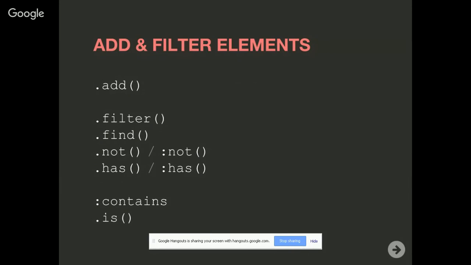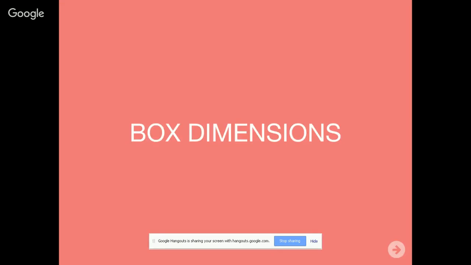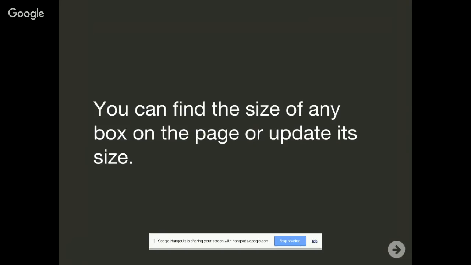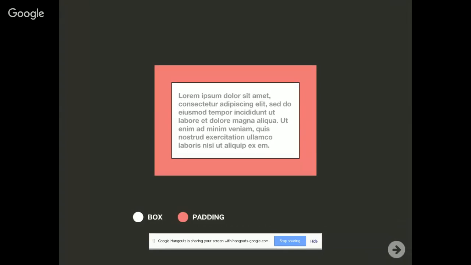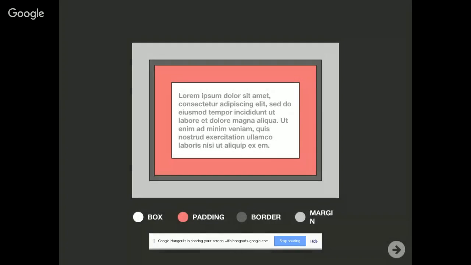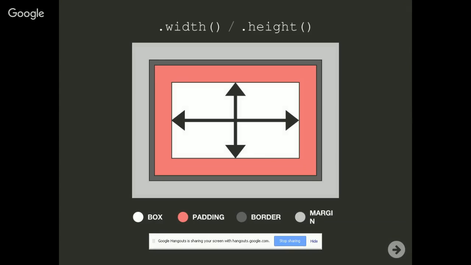You can add elements, you can filter elements in more sophisticated ways. You can filter if an element is there or not there, if it has a certain value. And you can find the size of the dimensions. You remember the box model from Web 110? So you can work with the box model, the width and the height properties as well.